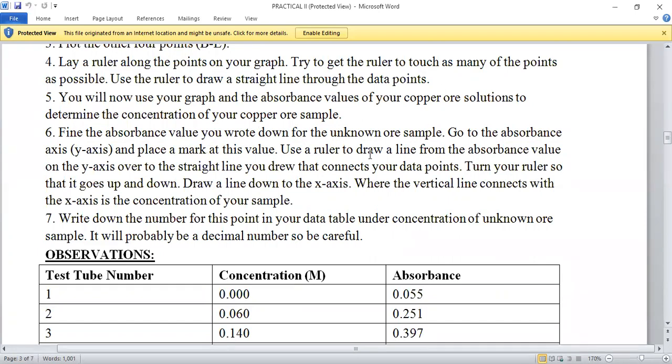Use a ruler to draw a line from the absorbance value on the y-axis over to the straight line you drew that connects your data points. Turn your ruler so that it goes up and down. Draw a line down to the x-axis. Where the vertical line connects with the x-axis is the concentration of your sample. Write down the number for this point in your data table under concentration of unknown ore sample. It will probably be a decimal number, so be careful.